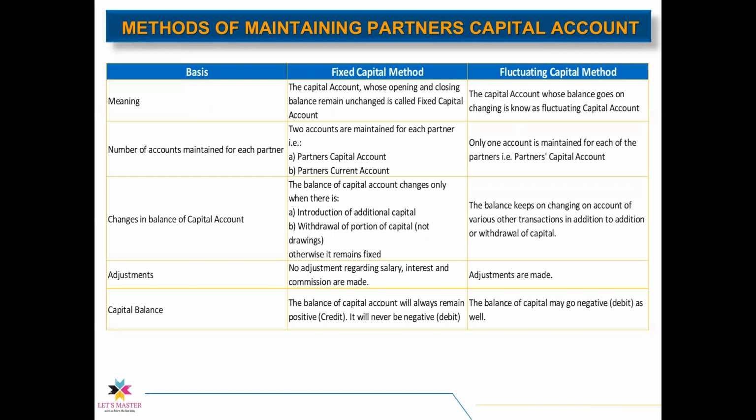So if you are maintaining the partner's capital account using the fixed capital method, then for each partner, you will have to maintain two separate accounts. That is partner's capital account and partner's current account. Whereas under fluctuating capital method, you need to prepare only one account for each partner, and the name of that account would be partner's capital account.